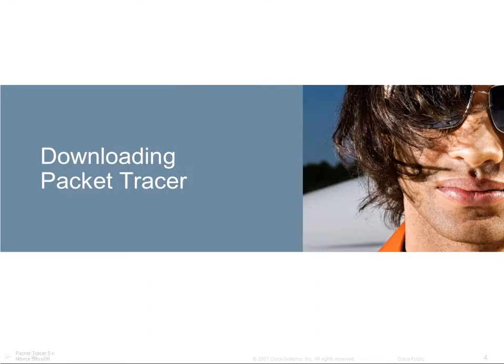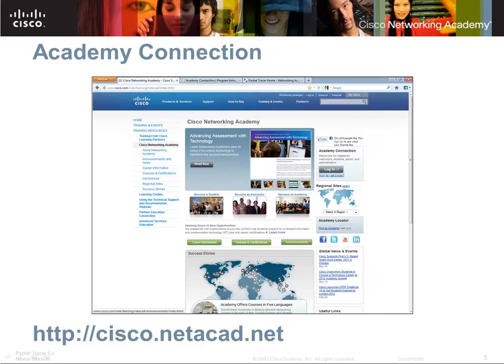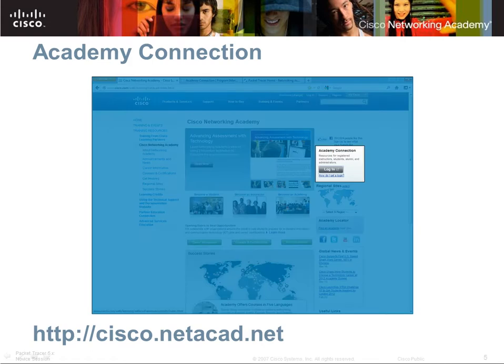In order to install Packet Tracer, we must first log on to Cisco Academy Connection and download the installation package. To access the Cisco Academy Connection, point your favorite web browser to cisco.netacad.net. Remember to log on to the Academy Connection part of the website.